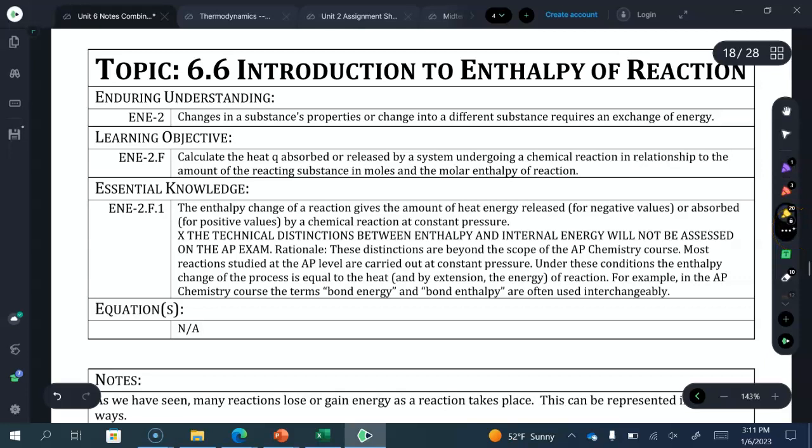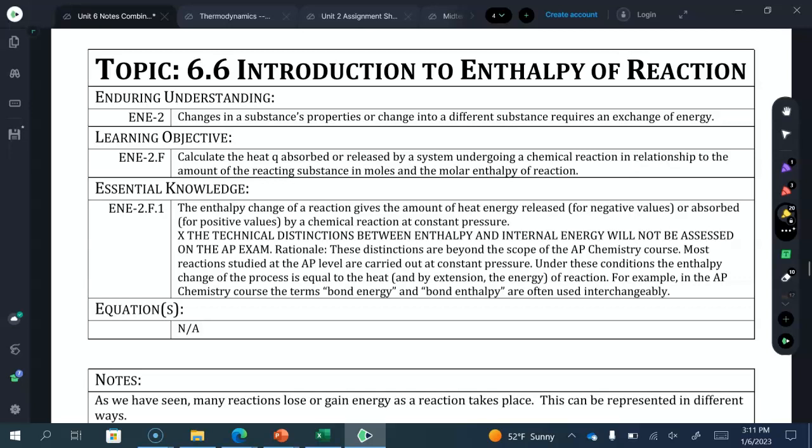Hello everyone, welcome to topic 6.6, Introduction to Enthalpy of Reaction. By the end of this, you should be able to calculate the heat absorbed or released by a system undergoing a chemical reaction in relationship to the amount of the reacting substance in moles and the molar enthalpy of reaction.